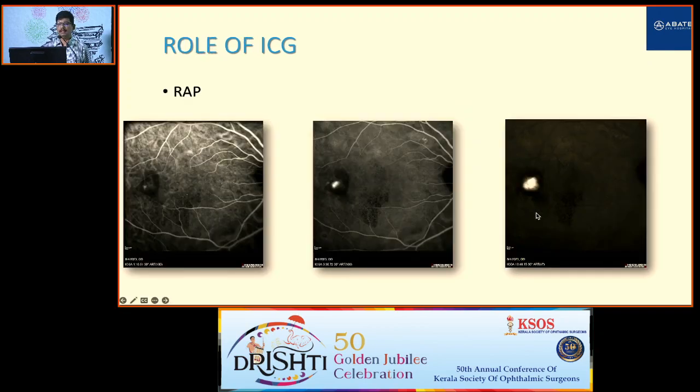On the other hand, in RAP, you can see a hot spot again just like in PCV, but the thing is that this hot spot usually appears towards the mid phase of the ICG and it shows profuse leakage and staining of the retina towards the late phase.